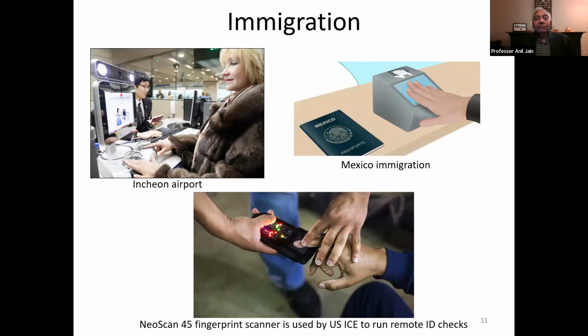At immigration, I'm sure you're familiar with the Hong Kong immigration. This is Incheon Airport in Seoul, where fingerprints are used. Mexico immigration is using slap scanners to capture fingerprints. And then handheld terminals are used to capture fingerprints of refugees as well as those who cross the border to the US illegally. Next slide.